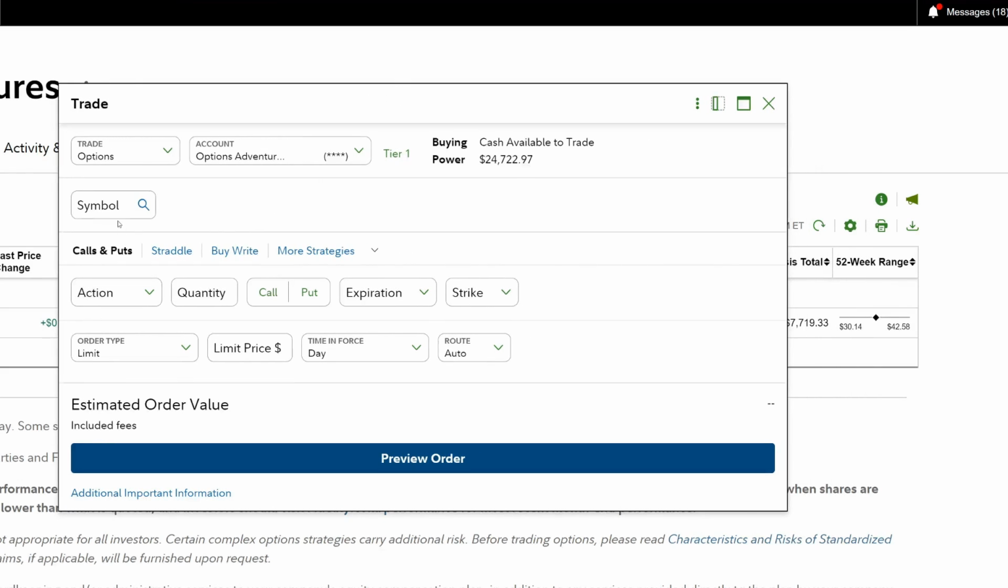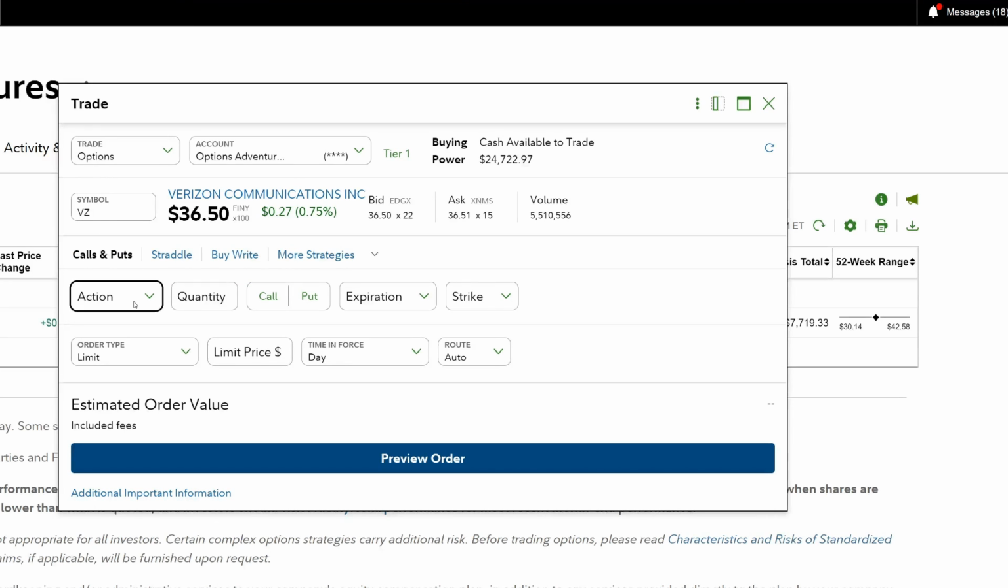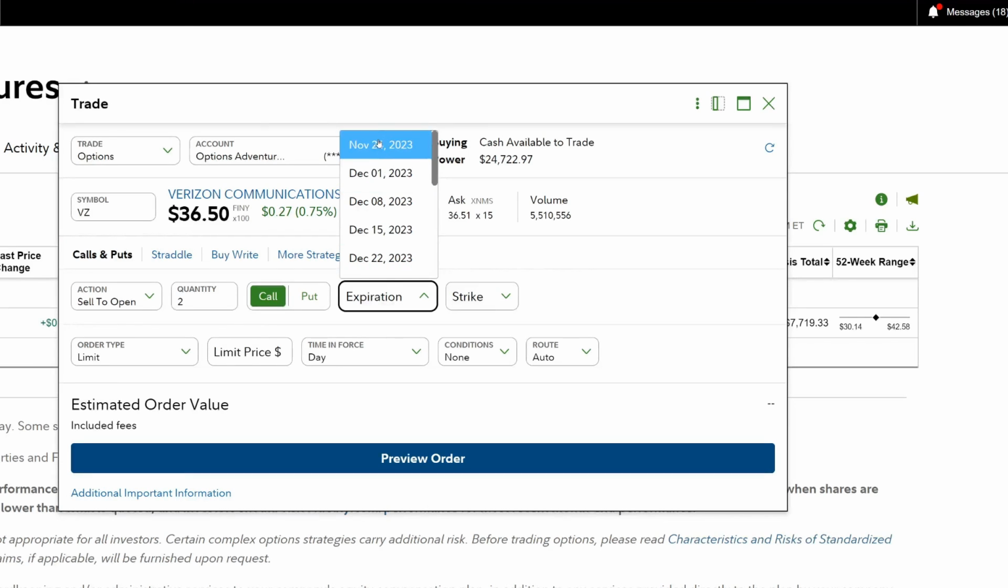One thing we want to do is select the ticker symbol, which is Verizon. Then we click sell to open, because we're selling the covered call, and that means we're going to be getting paid. We want to do 2 of these. Remember, one contract controls 100 shares, so we're controlling 200 shares here. We're doing a call because we're doing a covered call. Pick the expiration date. We're doing a weekly here on the 24th of November.